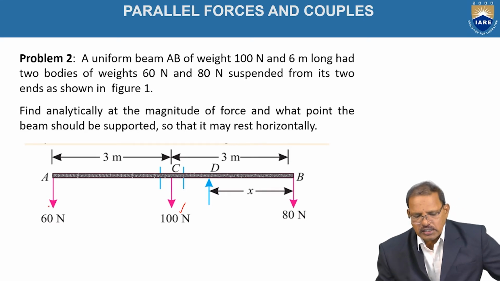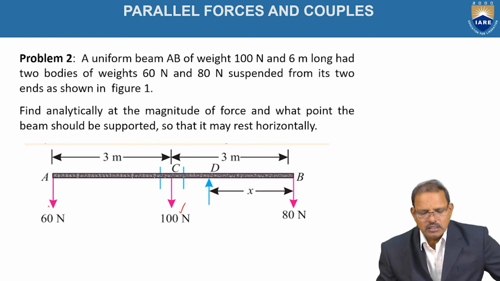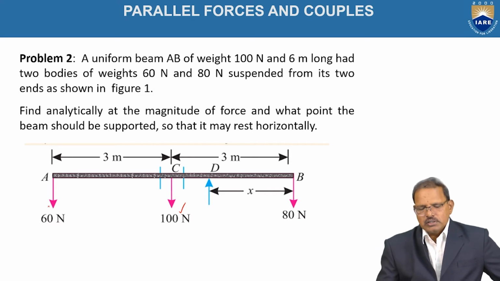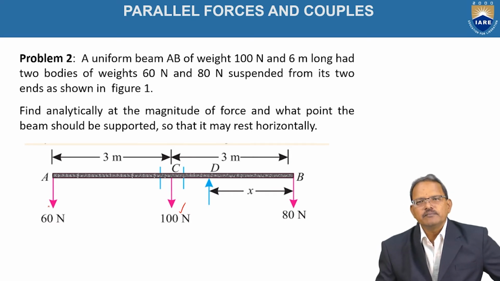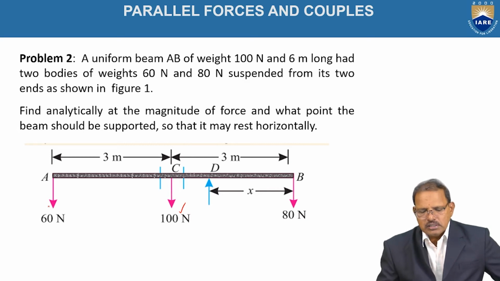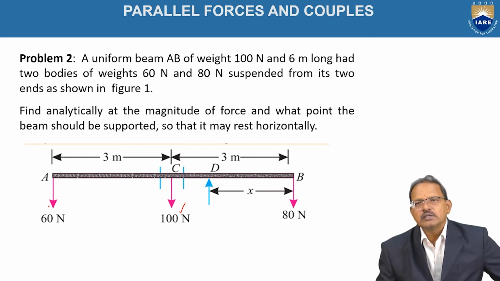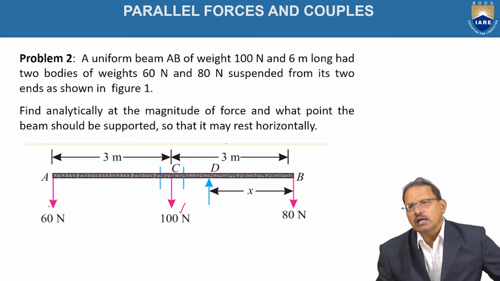Finally, analytically, we must find the magnitude of the force and at what point the beam should be supported so that it may rest horizontally. So first of all, we have to determine the resultant of all the forces. Here it is a balance, nothing but the resultant force should be equal to 0, because the body should be kept horizontal.